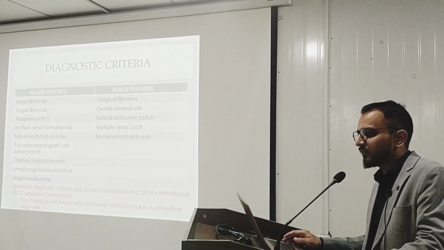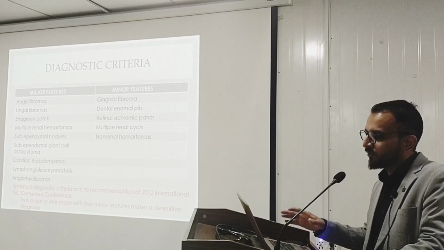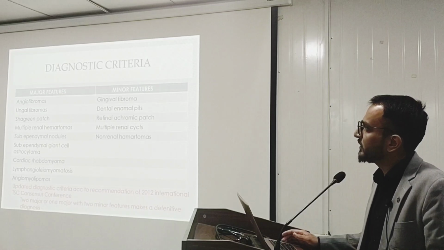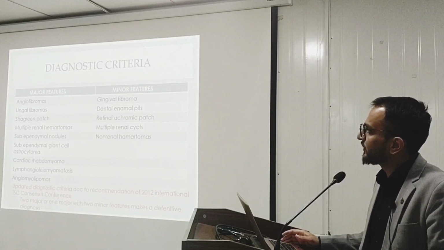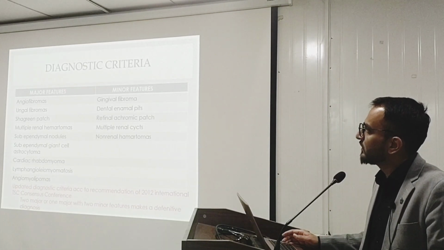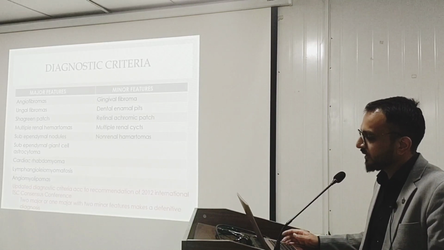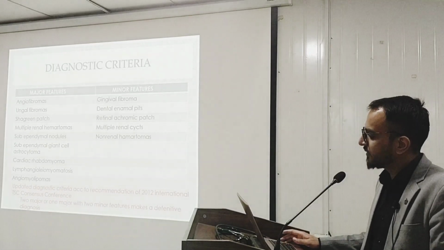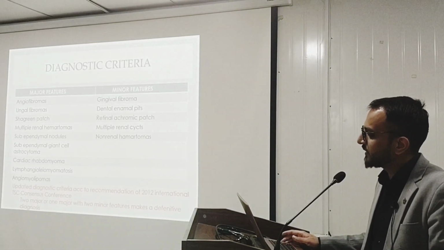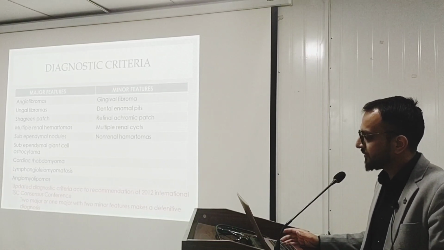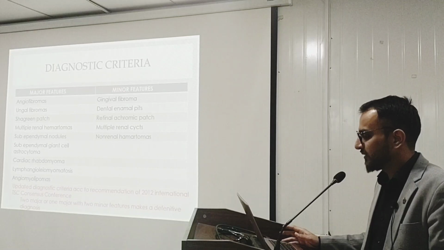Diagnostic criteria. For diagnostic criteria, it is divided into major features and minor features. Major features include angiofibromas, ungual fibromas, Shagreen patch, multiple renal hamartomas, subependymal nodules, subependymal giant cell astrocytoma, cardiac rhabdomyoma, lymphangioleiomyomatosis, and angiomyolipomas. And for minor features, gingival fibroma, dental enamel pits, retinal achromic patch, multiple renal cysts, and non-renal hamartomas.